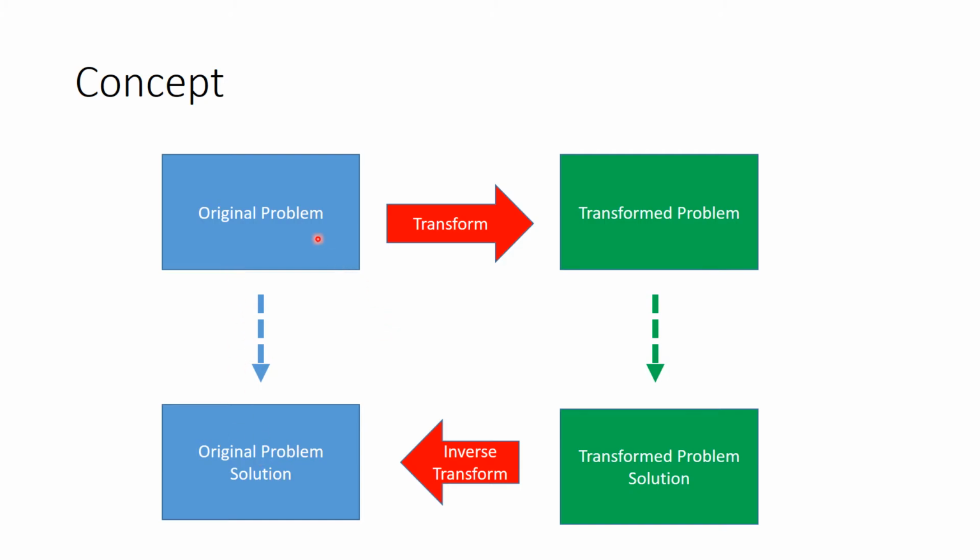But what happens is if we do the transform and we transform the original problem into the transformed problem and solve the transformed problem, then we can invert the transform to get the solution to the original problem. And the idea is that the green problem is easier to solve than the blue problem. And in many cases it will be because this will involve calculus over here. In the case of Laplace transforms, this will involve algebra.